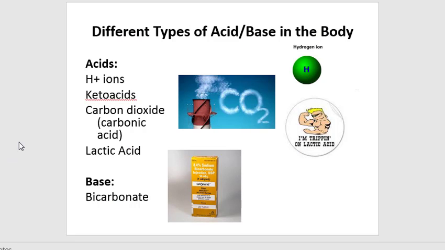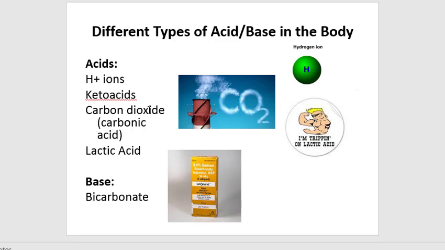All right, now let's talk about acid and base. What are the different types of acids in your body? You have hydrogen ions. We talked about that a little bit earlier. Ketoacids. What does that sound familiar for? Diabetes. Ketoacidosis. And then we have carbon dioxide, which is a carbonic acid. So when you see carbon dioxide, you think acid. Carbon dioxide equals acid. And then we have lactic acid.